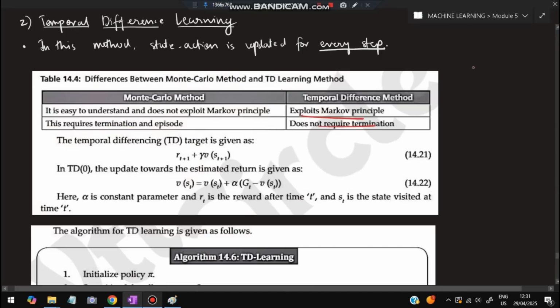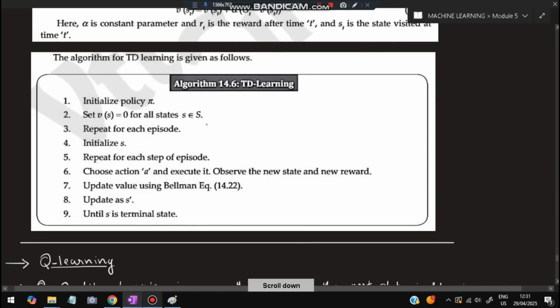Markov principle, you remember that university students, they are going from A to B and B to A, it is coming, and year by year it is changing. That is the thing which is getting used in temporal difference method. Okay, and this is the algorithm for it.